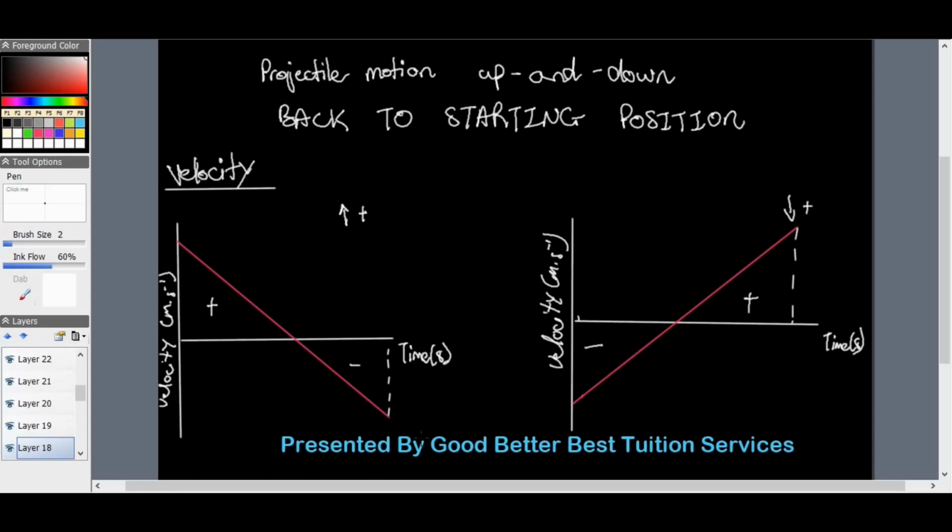So from 0 to 5, and then from 5 to 10, of course, the base will be 5 each. And if it's the same height on either one, of course, they cancel each other out and they give you 0. So in other words, there's no acceleration. I mean, there's no displacement. Sorry, there's no displacement.